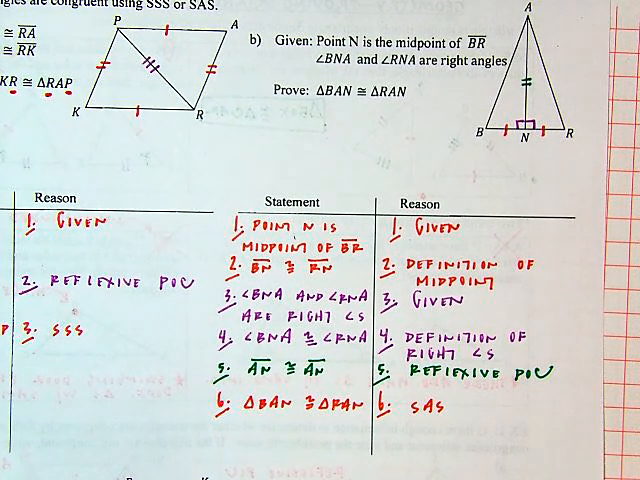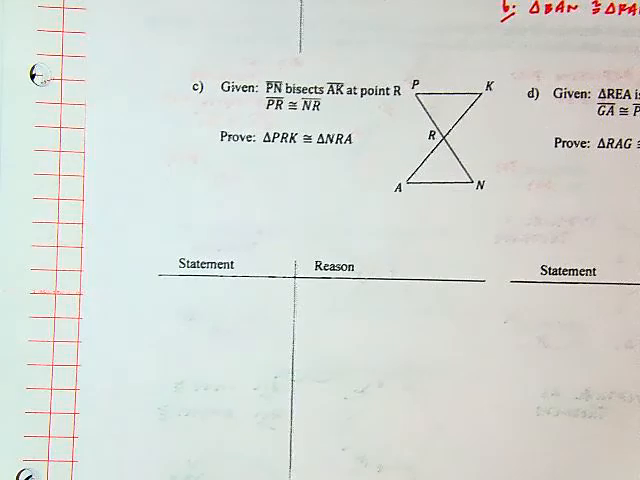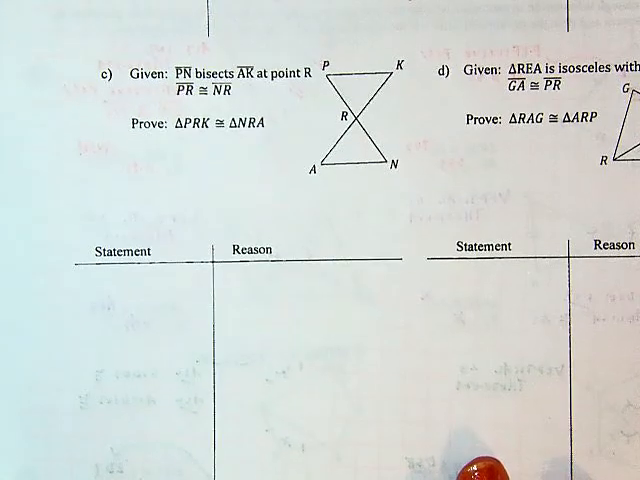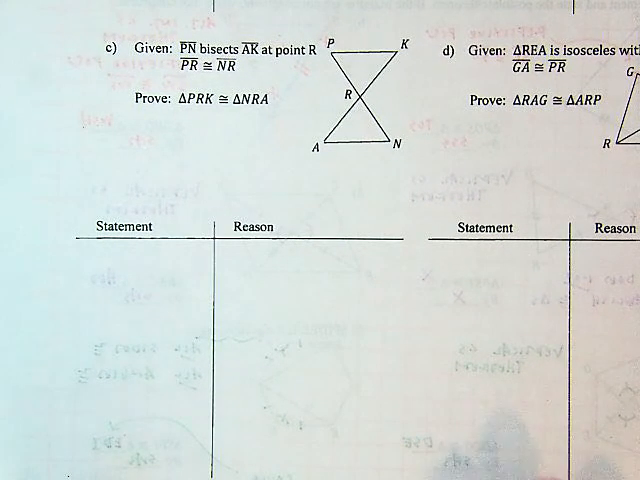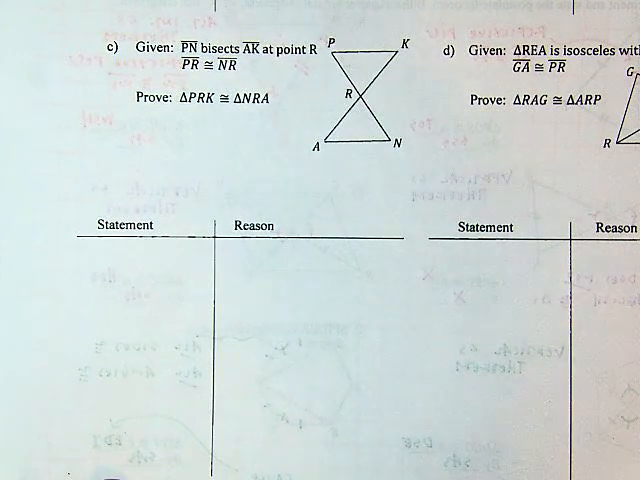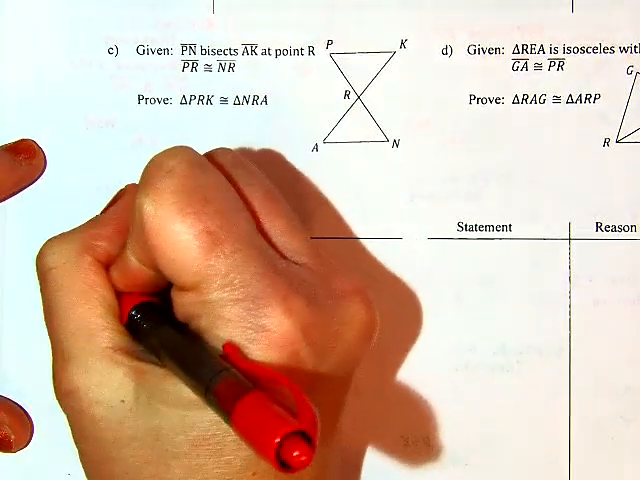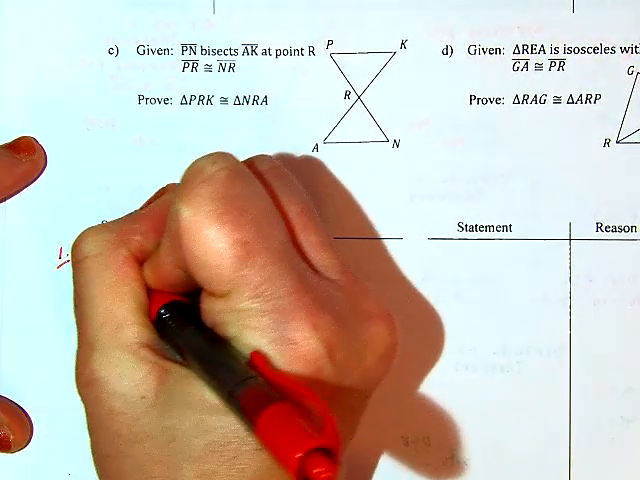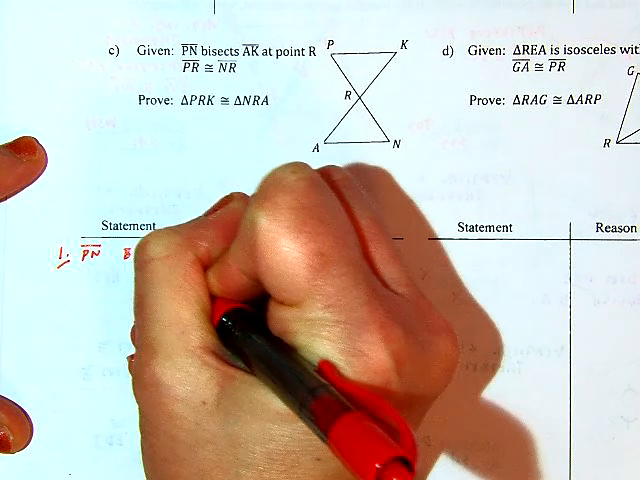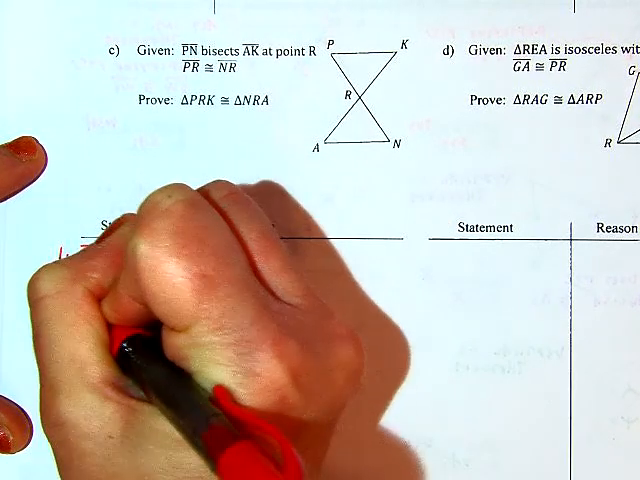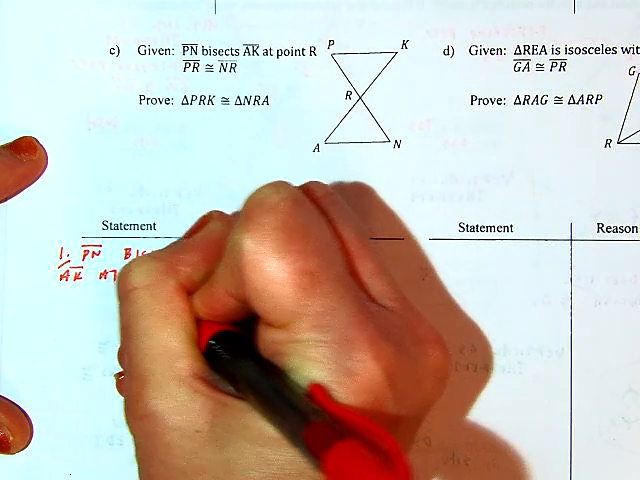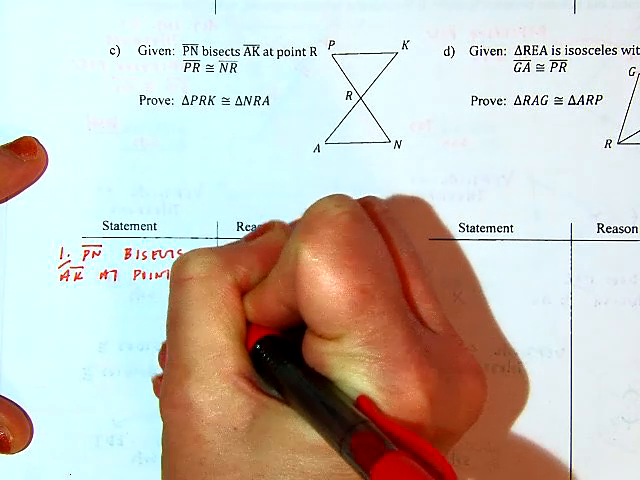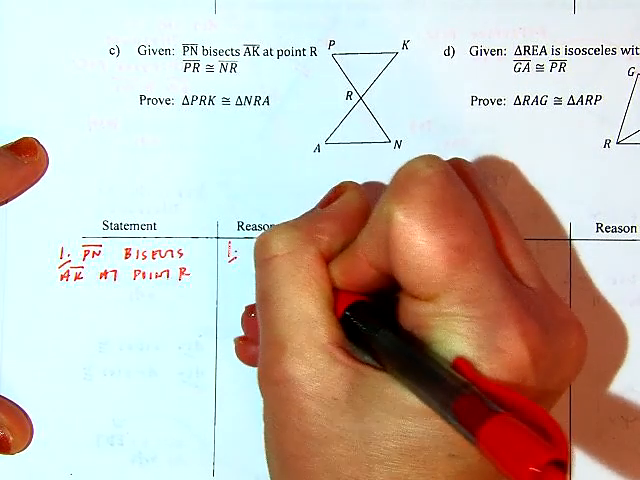All right, let's look at C. All right, so in C, again, we have two givens. So I'm going to start with the first one and see where it leads me. So I'm told that PN bisects AK at point R. Given.